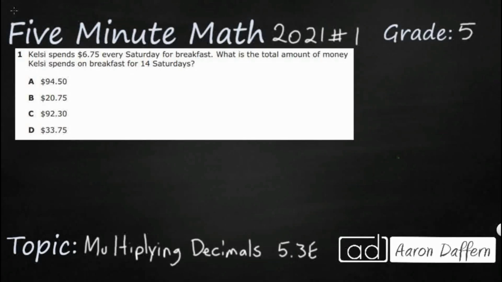Today we are looking at the 5th grade concept of multiplying decimals. This is standard 5.3E in the great state of Texas, and we are using item number 1 of the 2021 released STAAR test. If you have not done so already, please go ahead and take a moment to pause the video, work this problem out on your own, unpause it, and then we will look at our answers together.